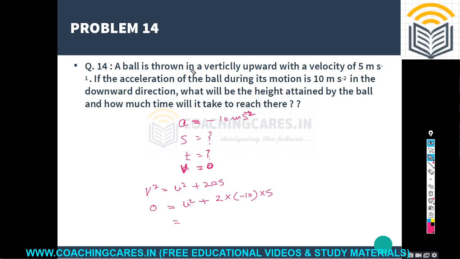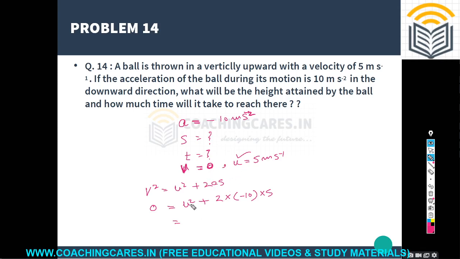u is already given, which is 5 meter per second. So we forgot to write it. This is the initial velocity, and this is the final velocity. We'll take this final velocity v, which is 0 at the maximum height, because when the ball reaches the maximum height, the velocity will be 0. So we'll apply all the values.